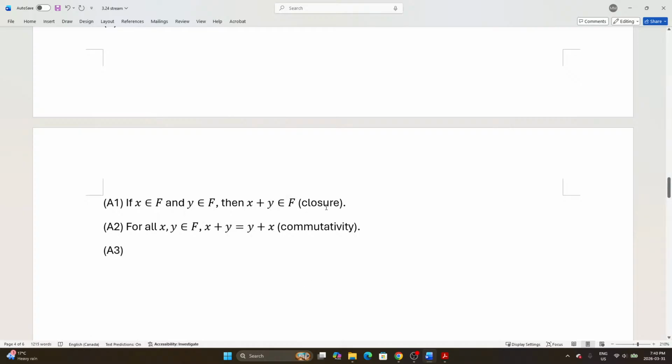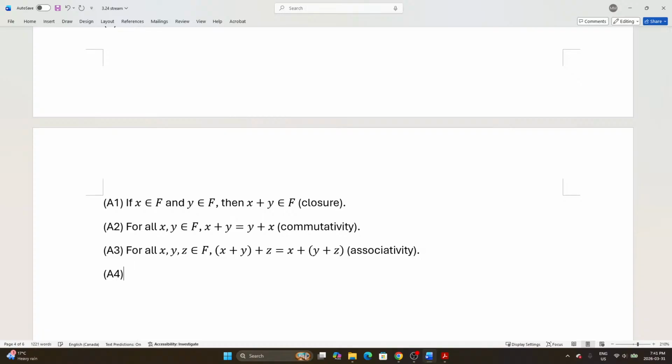So Whittaker and Watson only proved the first one. A3, addition is associative. We need for all x, y, and z in F, x plus y, plus z, where you add x and y together first and then add z, is the same as x plus y plus z, where y and z were added together first. So that's the associativity. We want the associativity to be true.